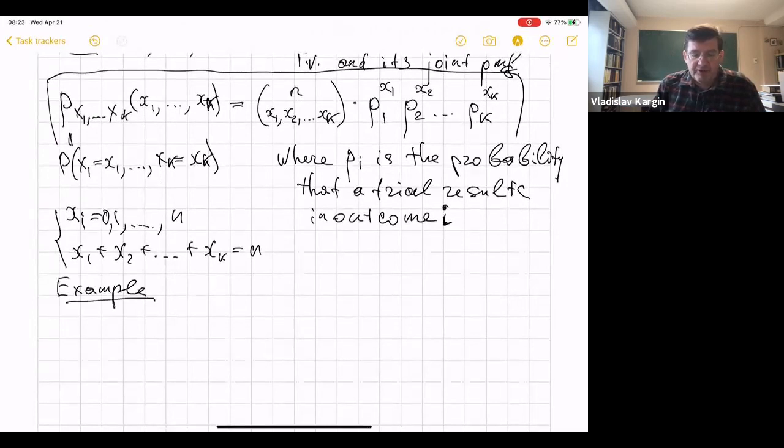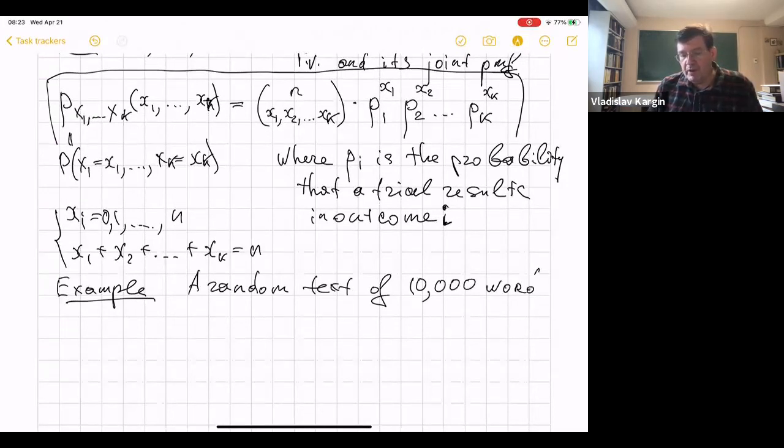So suppose we look at random text, which consists of say 10,000 words. You go to some internet source, some collection of texts, some library, and select a random text which consists of 10,000 words. And we are interested in modeling the counts of the words, right?